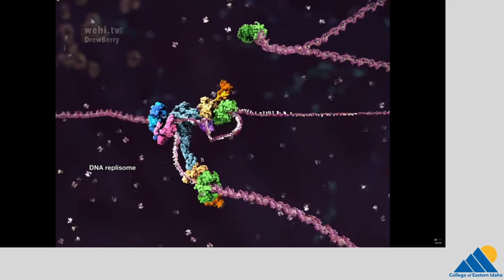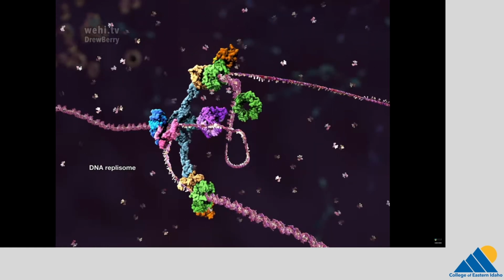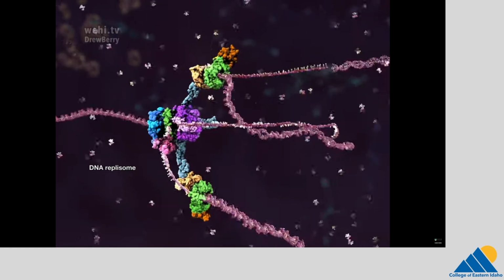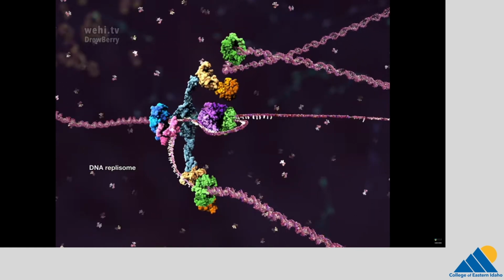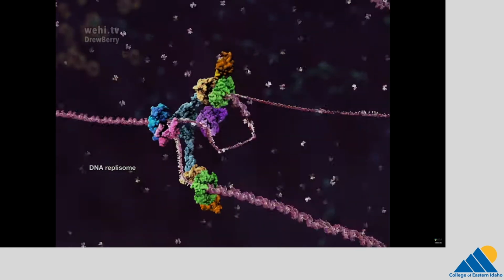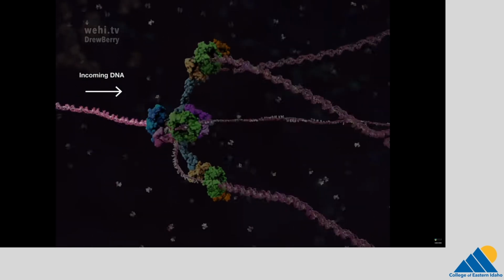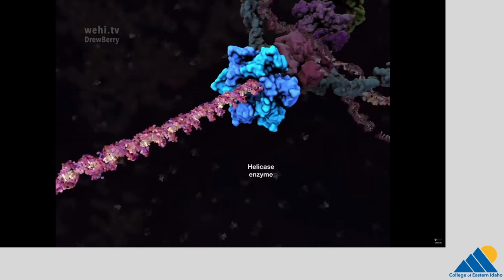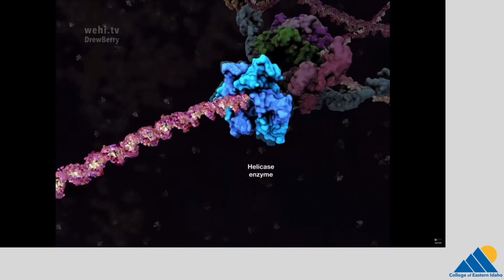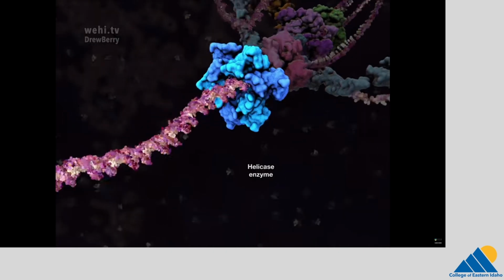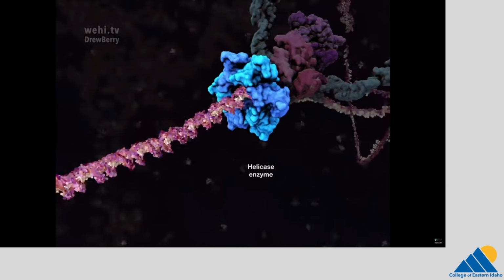DNA replication is carried out by a molecular machine called the replisome that pulls apart the double helix and makes an exact copy of each strand. The DNA to be copied enters the production line from the left. The blue ring-shaped molecule is the enzyme helicase, which unwinds the double helix into two strands.